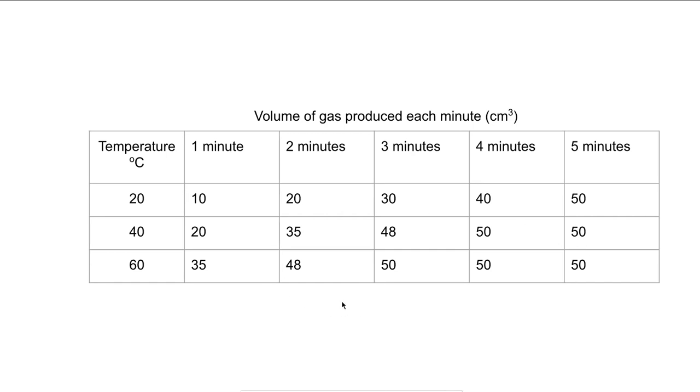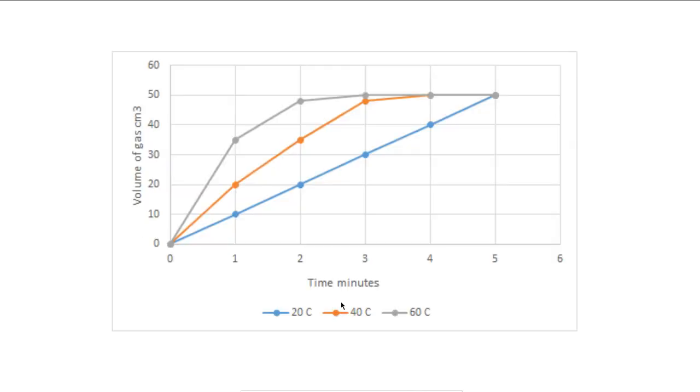Okay, so one way that we could improve the presentation of a set of data like that is to use a graph. So if we examine this graph, the blue line represents the slow and steady reaction that happened at 20 degrees Celsius. If it was slightly warmer, the orange line shows the amount of gas was produced faster, and by the time it came to 3 minutes, it was almost all over, but it was all over after 4 minutes.